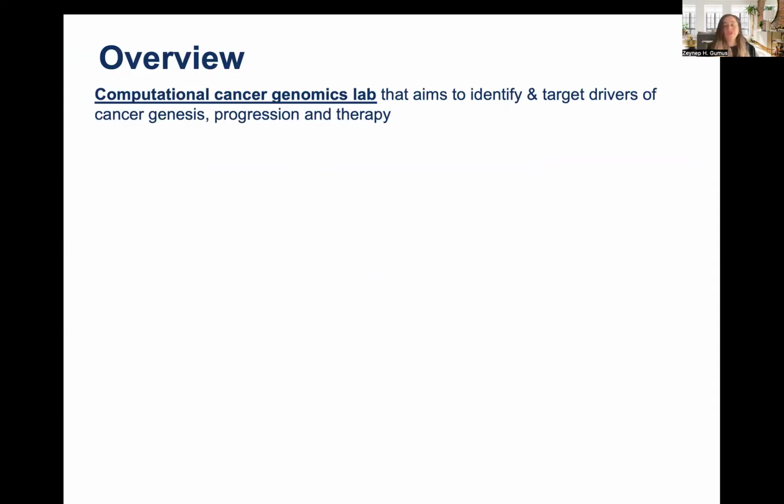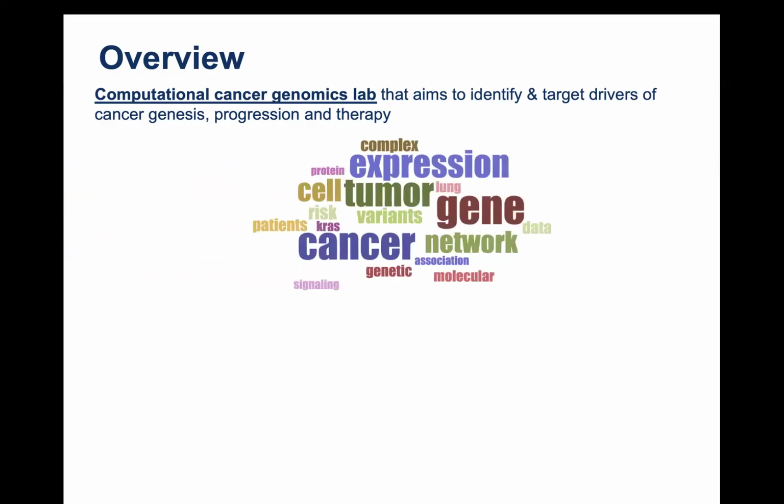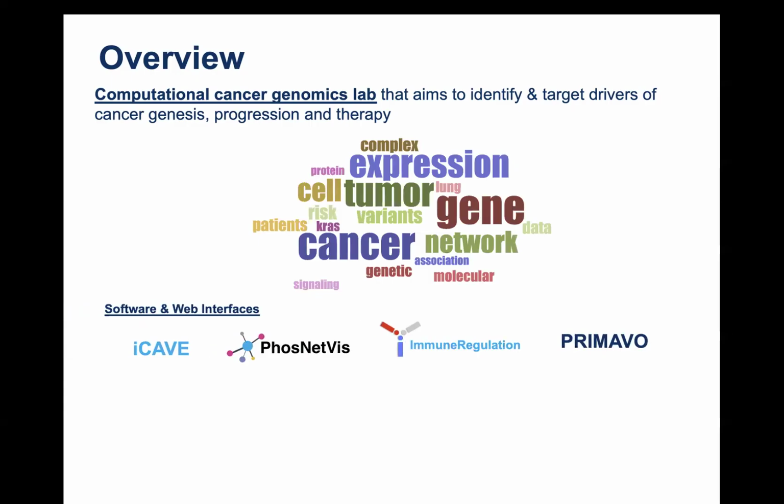We are a computational cancer genomics lab, and our aim is to identify and target drivers of cancer genesis, progression, and therapy. And this is a word cloud of some of the words mostly used in our abstracts, in our research, and you can see cancer, tumor, but at the same time, you also see network. And while we're attempting to answer these questions, we develop software and web interfaces.